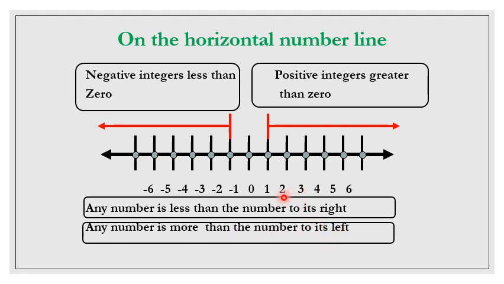If I want to compare positive 2 and positive 1, again, by this statement, any number is greater than the number to its left, so positive 2 will be greater than positive 1. If I want to compare 4 and negative 4, positive 4 is greater than negative 4 because any number is greater than the number to its left.